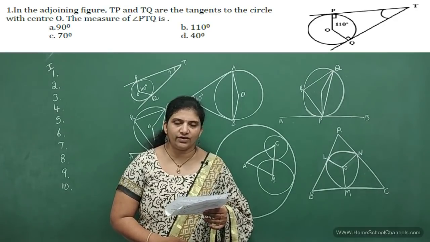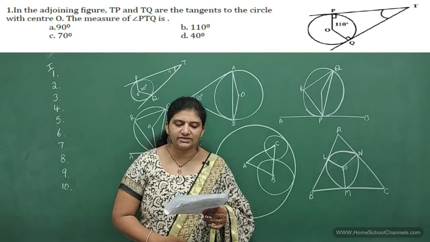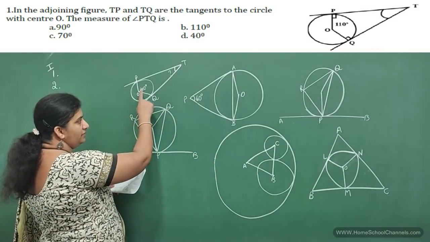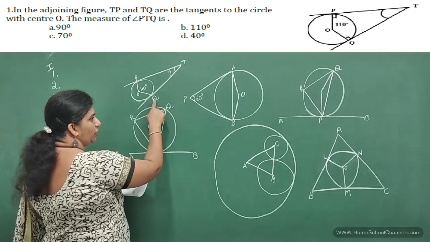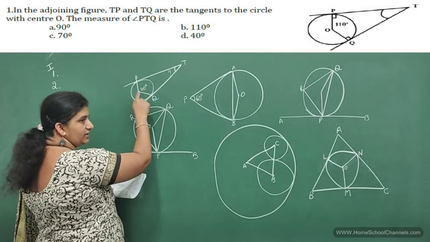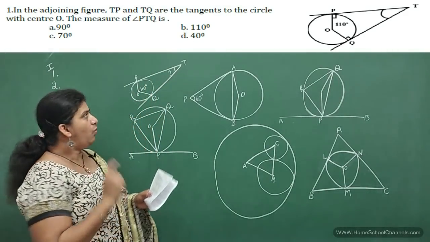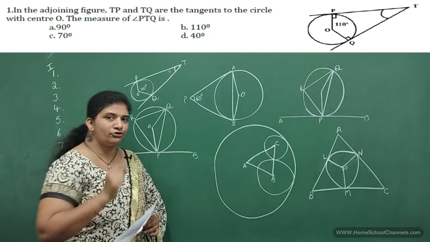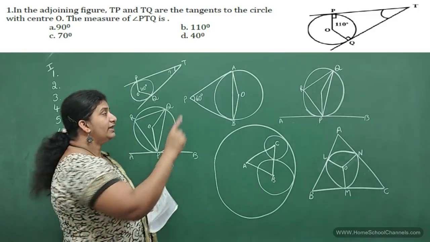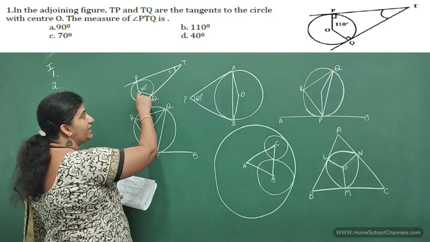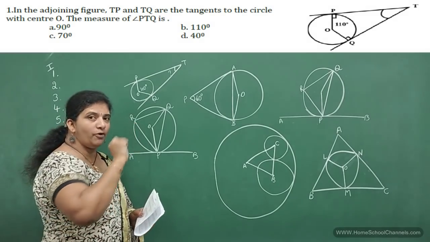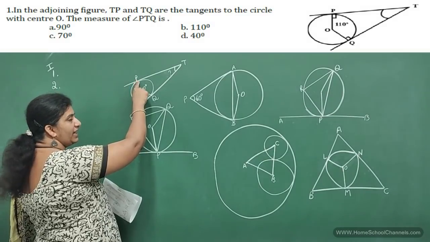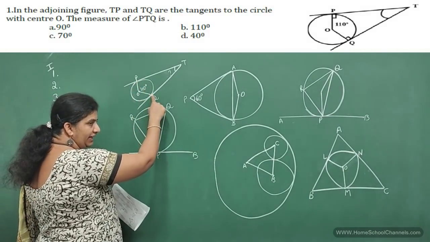In the adjoining figure, TP and TQ are the tangents to the circle with center O. You can observe the figure here. TP and TQ are the tangents to the circle with center O. What is T there? T is an external point. Any tangent drawn from an external point is perpendicular to the radius through the point of contact. So according to that, I can say this angle will be 90 and this angle will be 90.